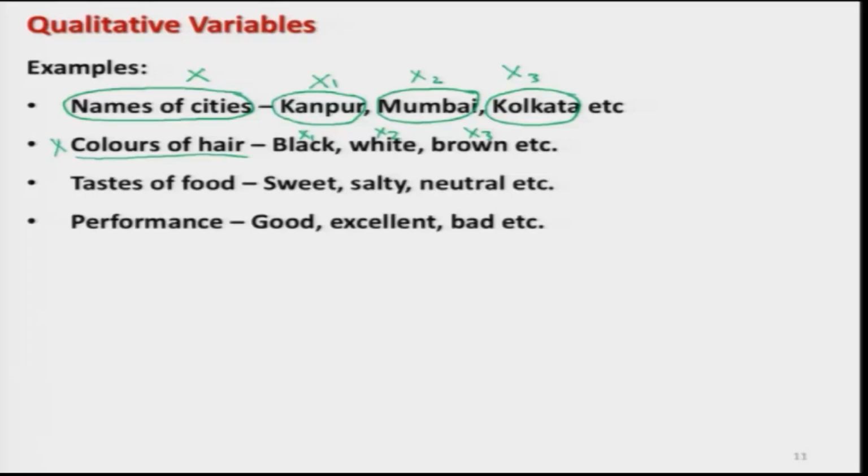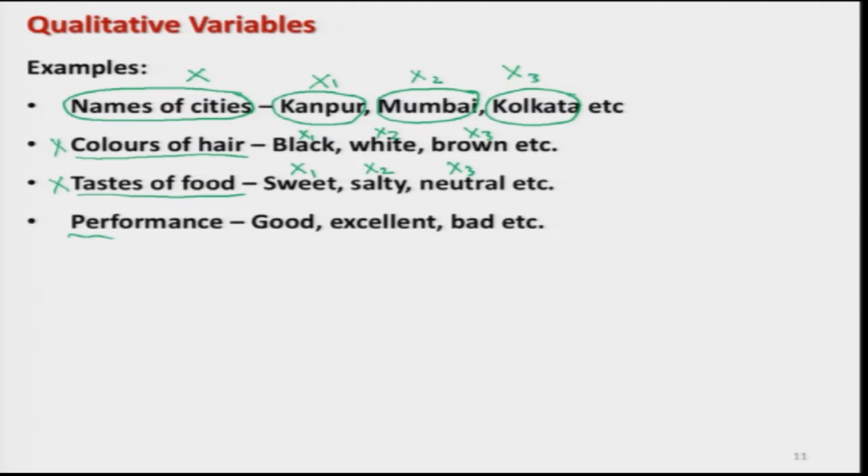Similarly, if I take another variable, taste of food, which can be sweet, salty or neutral and so on. I can denote the first value of the variable, x1, to be sweet, the second value, x2, to be salty, and the third value to be neutral. These values, sweet, salty or neutral, are only qualitative, they are not quantitative. I cannot say that sweet takes 20 or salty takes 30. So, this is the idea behind the qualitative variable.